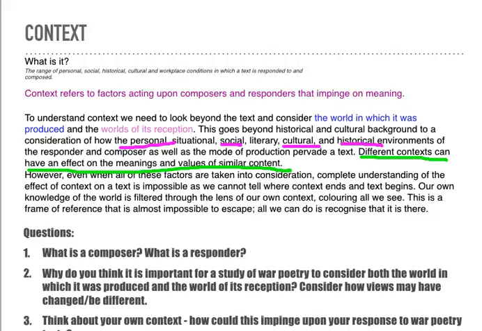However, even when all these factors are taken into consideration, complete understanding of the effect of context on a text is impossible. Oh my goodness. Because we cannot tell where context ends and where the text begins. Our own knowledge of the world is filtered through the lens of our own context, colouring all we see. So it's very difficult for us to not be biased. This is a frame of reference that is almost impossible to escape. So all we can really do is recognise that it's there.